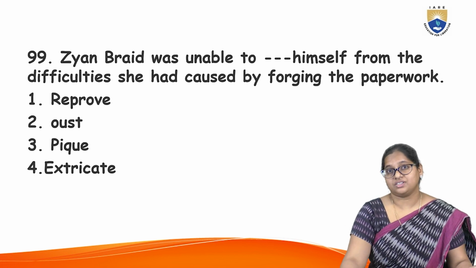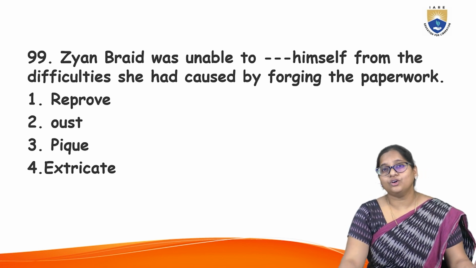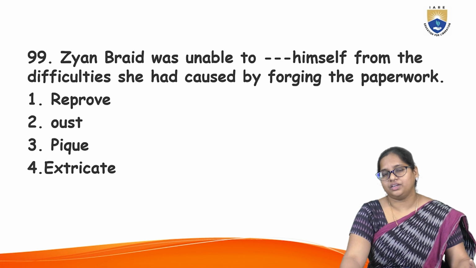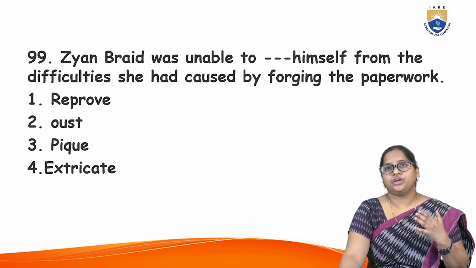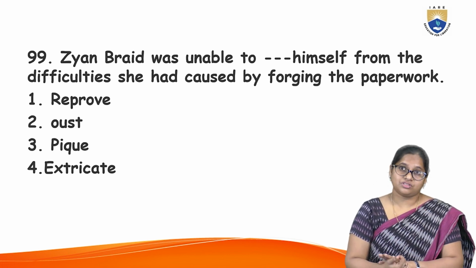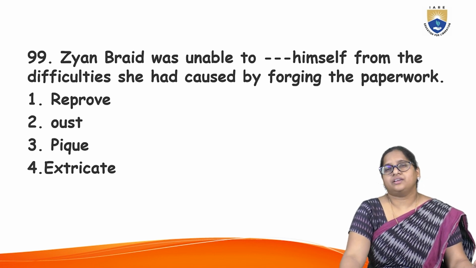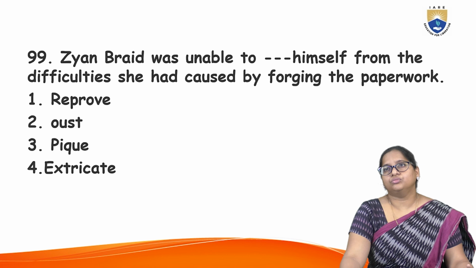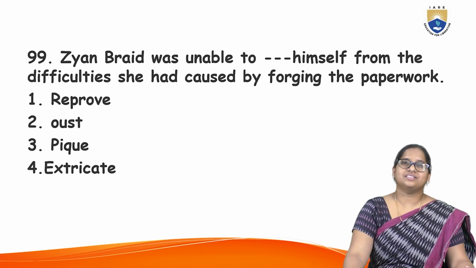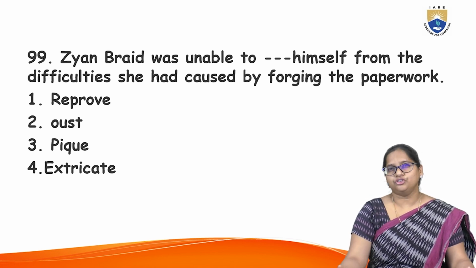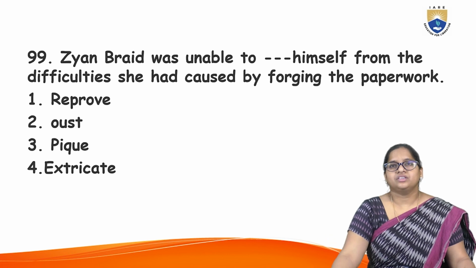What is the meaning of the word given here? So you have to understand the meanings. Again, synonyms, your vocabulary knowledge is tested here. Reprove: Zain Braid was unable to. Reproving is something which you do not agree with, generally you show disapproval. So that's the meaning.